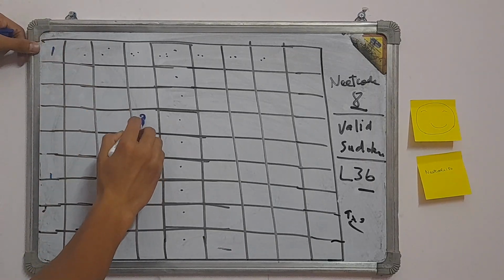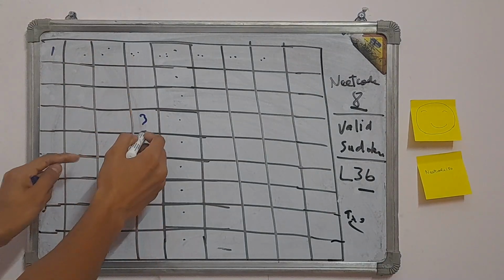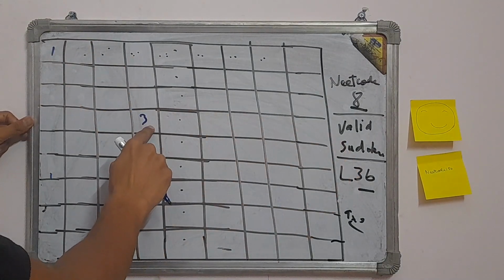That means, let's say there is a 3 here. That means in this row and this column, there will be only one 3, which is here, and in this row there will be only one 3, which is here.